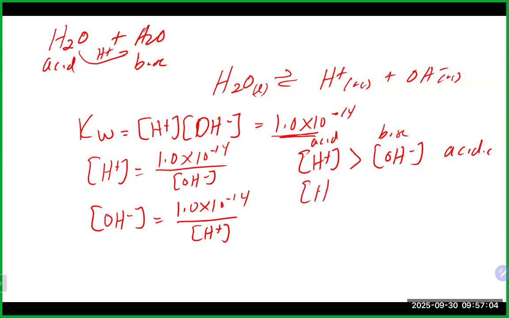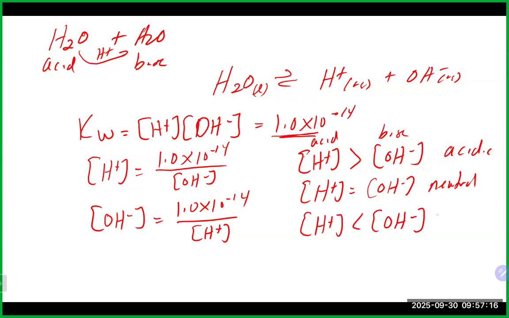If the H plus concentration is equal to the OH minus concentration, then you have a neutral solution. And if the H plus concentration is less than the OH minus, then it will be a basic solution in this case. Again, this is another one where you could, if you want to, obviously use H3O plus there instead of H plus, but it's basically the same.